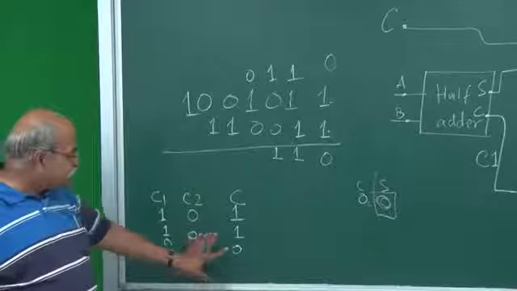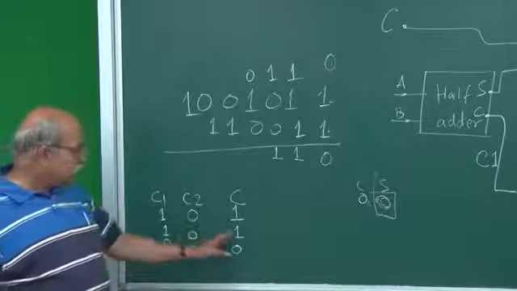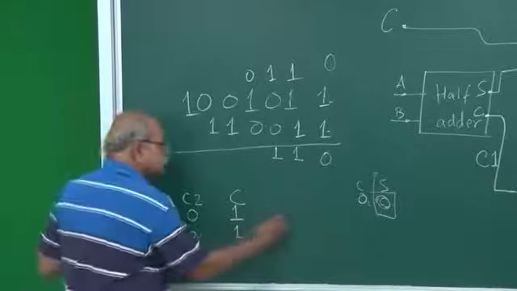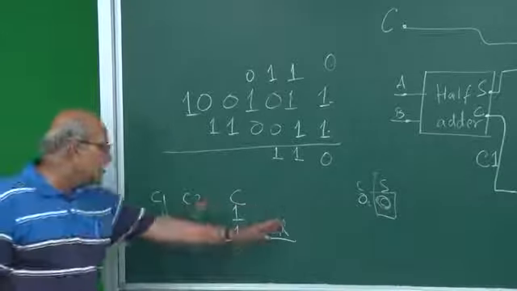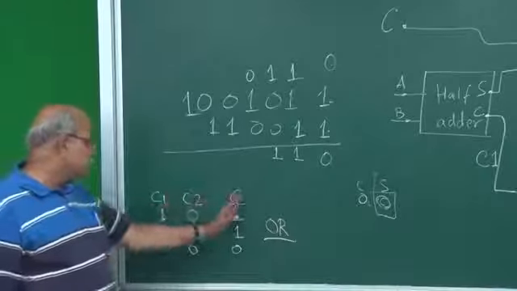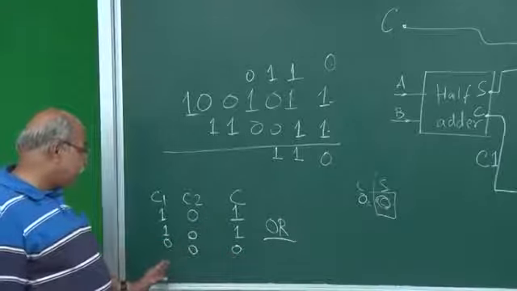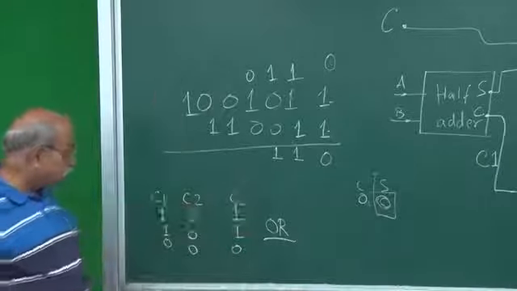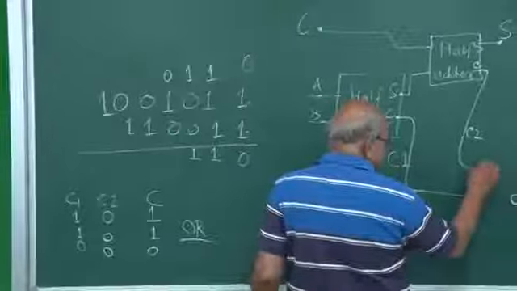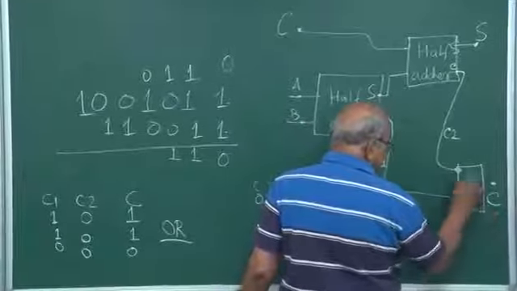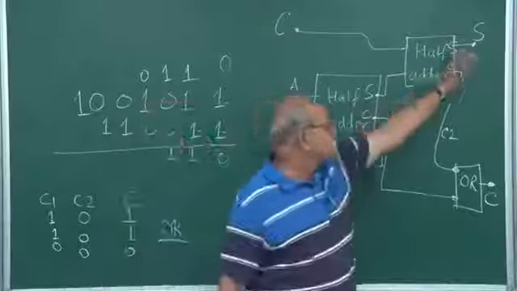But if you look at these things, this can be implemented using an OR circuit. If you do C1 or C2, then you will get this C. 1 0 gives you 1, 0 0 gives you 0, and if you have 1 1, that will also give you 1. So here I have to put in an OR circuit, and that output will be the final C. So you have final S, you have final C.